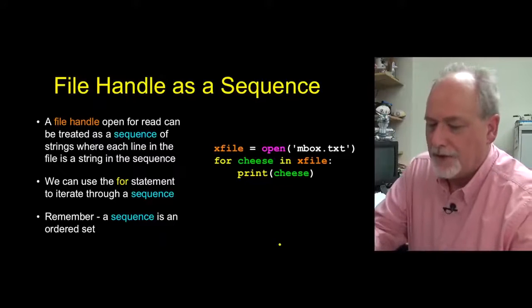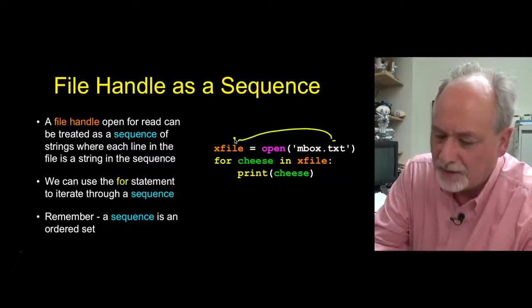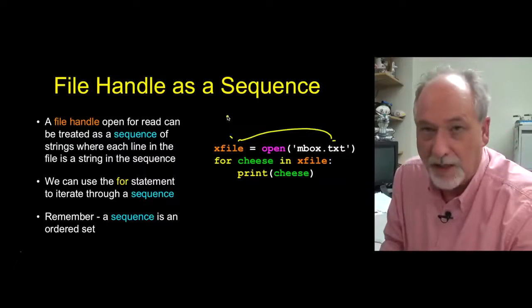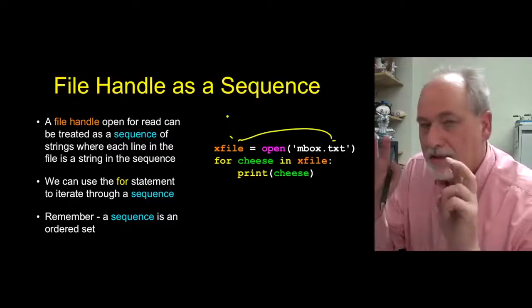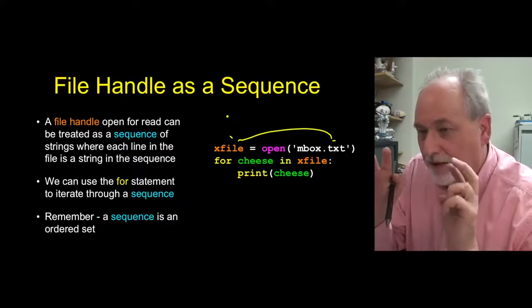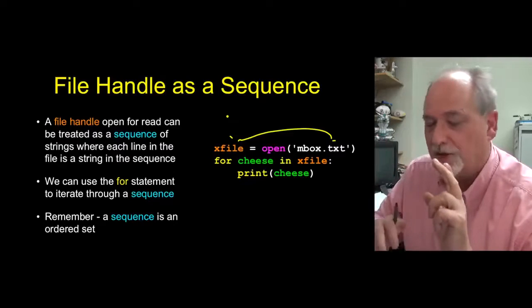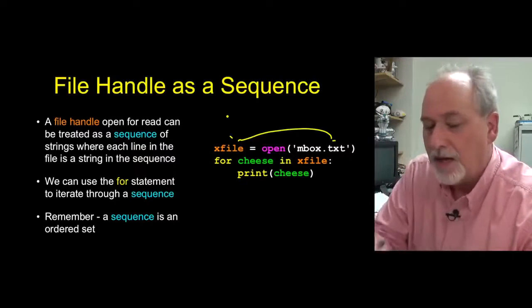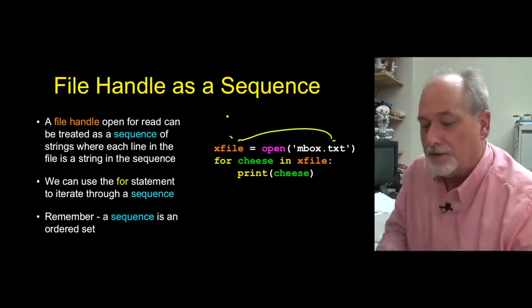And so what happens here is we open the file and get back a handle. That handle, xfile, is a variable I just named xfile. That's not the data, but it is a sequence. That file handle represents to Python a sequence that we can potentially walk through and then get all the lines. And it's the simplest, most beautiful, elegant way to read all the lines in a file.